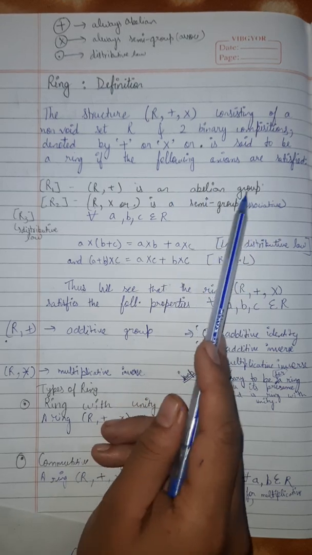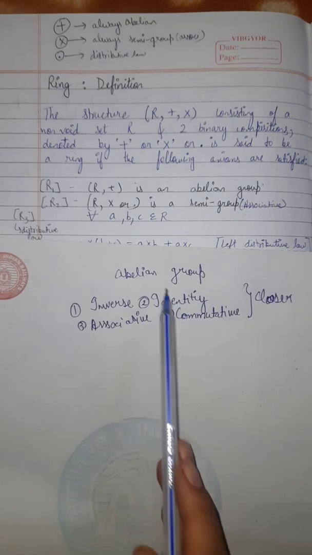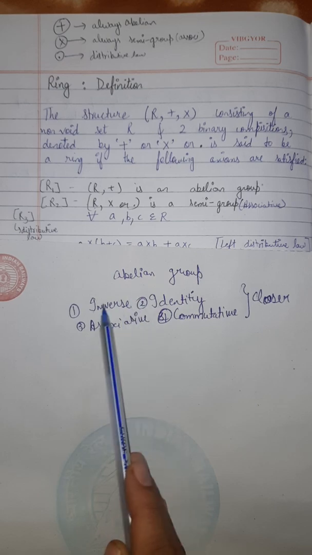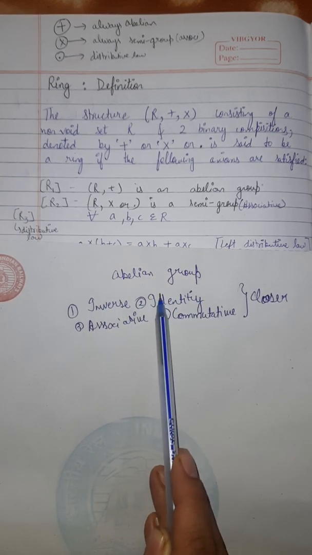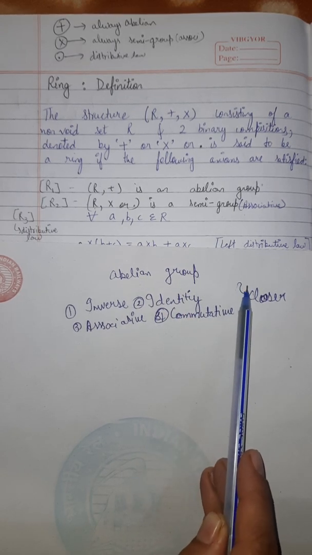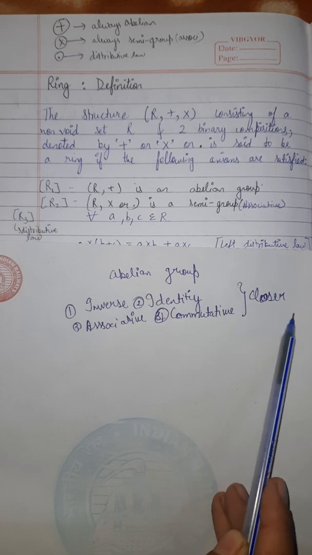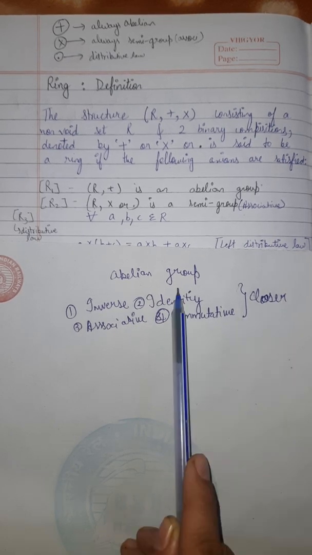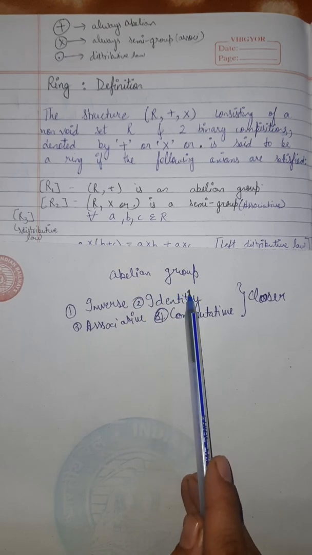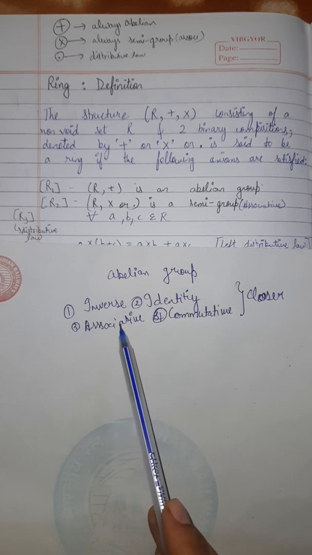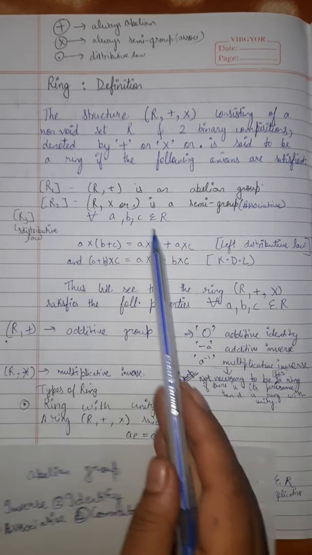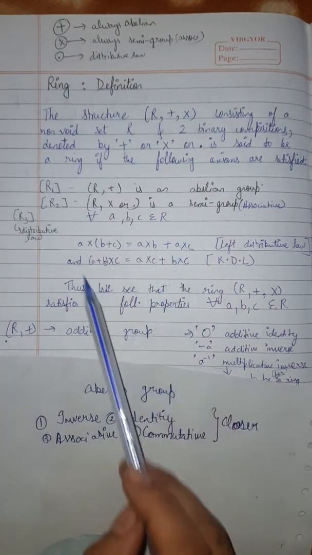First of all, we must understand what an abelian group is. For a group to be an abelian group, it should have an inverse, an identity element, it should be associative, commutative, and all elements should hold the closure property. So for an abelian group, there are four conditions. That means it should have an inverse, an identity, it should hold the commutative as well as the associative property, and all are closed. These are the conditions for an abelian group.